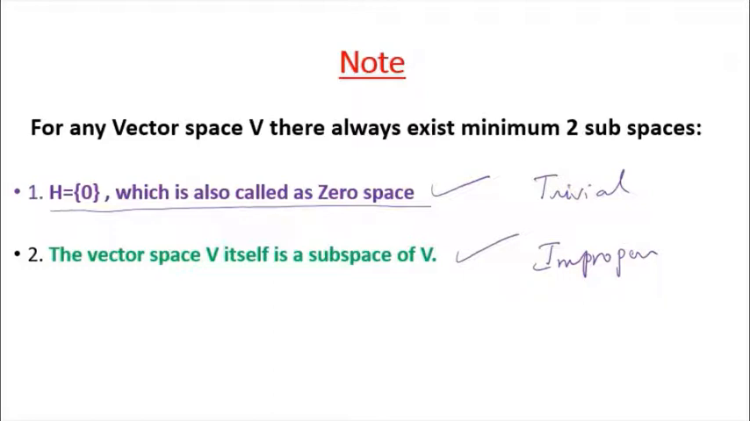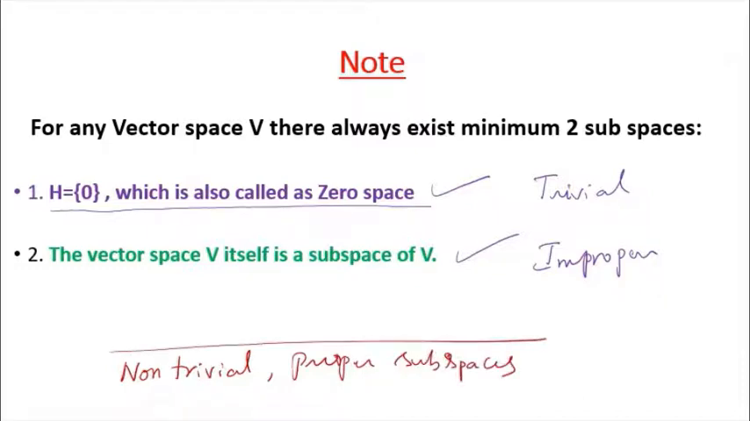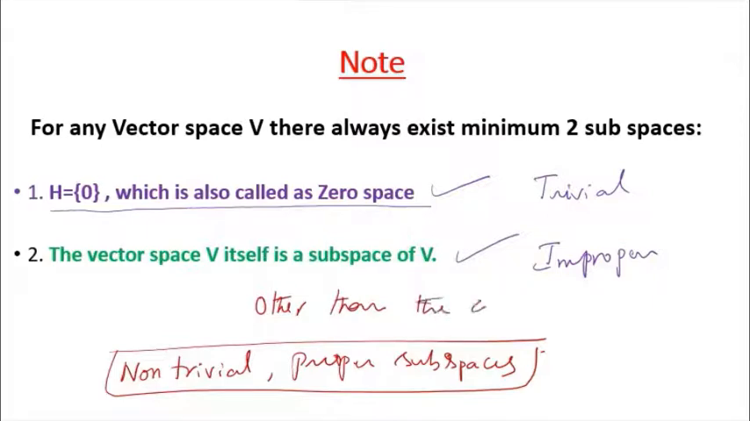So for any vector space there will always exist a minimum of two subspaces. If there exists any other than these two, they are called non-trivial proper subspaces. Other than the above two, if the vector space has any other subspaces, you call them non-trivial proper subspaces.